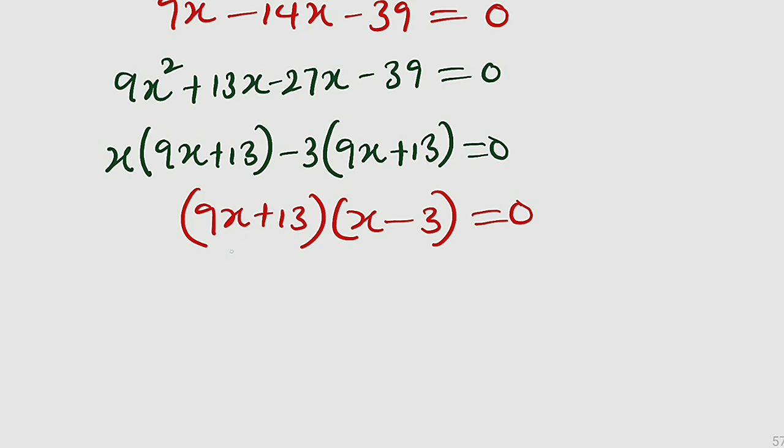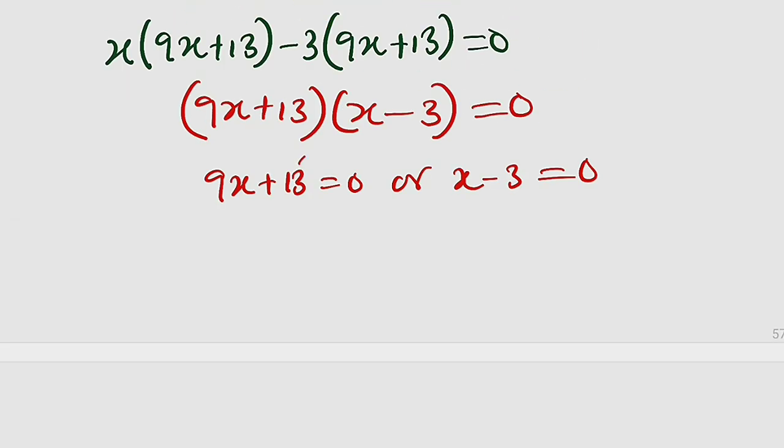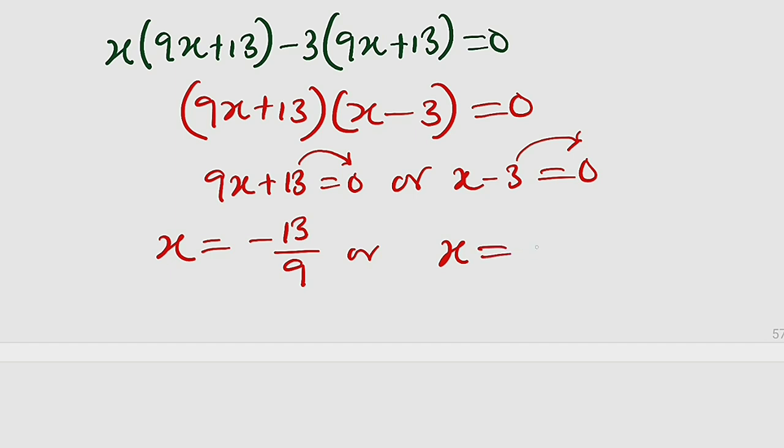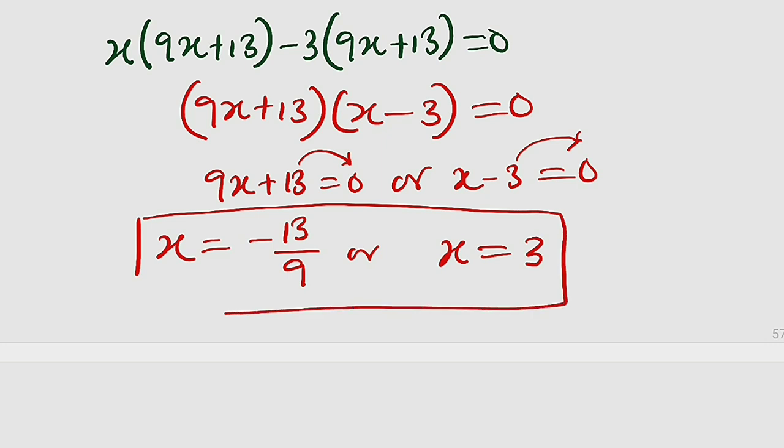Now it is either the first factor, 9x plus 13, equals 0, or x minus 3 equals 0. So if you take 13 to the other side, it becomes negative. Then you divide by 9. x will be equal to negative 13 divided by 9. Then we take this one to the other side. We have x equals positive 3, right? So these are the two possible values of x.